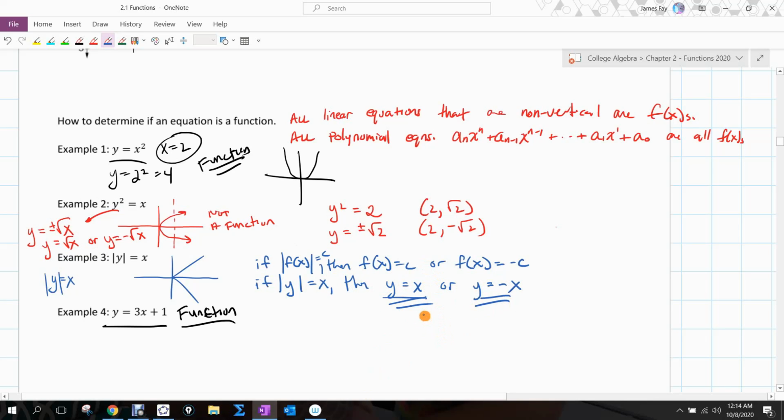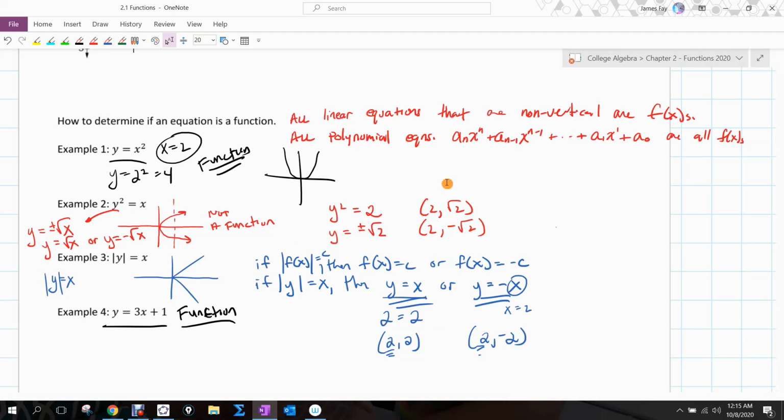So if I tell you x is 2, then here y is 2. So I have the point (2, 2). Here, if I tell you x is 2, plug it in here, it would turn into negative 2. So x was 2, y would then be negative 2. You have one x value paired with two different y values, and that violates the definition of a function. So those are some strategies for how we can determine whether an equation is a function or not.